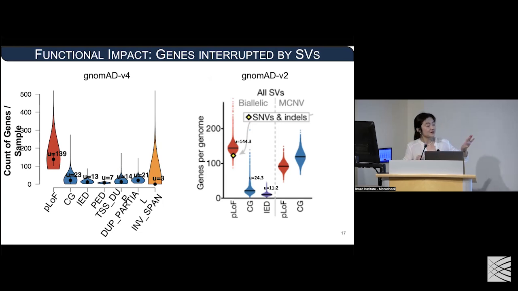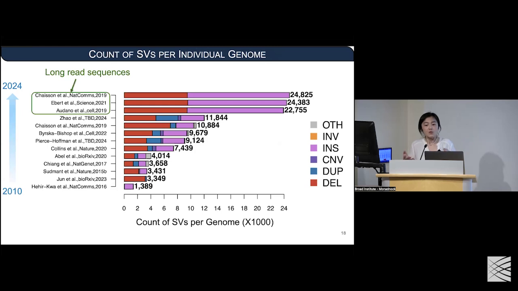About 140 genes per genome were interrupted by loss of function. And this is very comparable to our gnomAD V2 data. Well, as I just showed, our best capacity of SV calling is about 12,000 SVs per genome from short reads. But when it comes to long reads, the first three bars on the top can easily find more than double the SV count that we do.